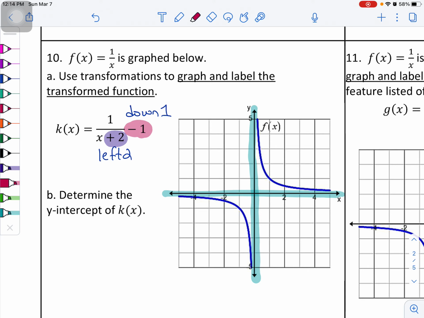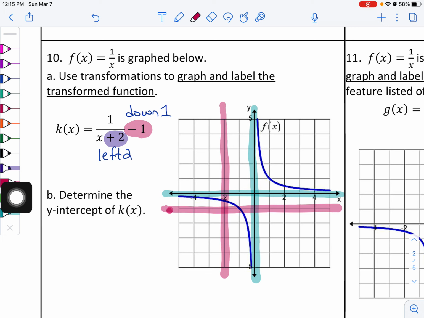There is a vertical asymptote here and a horizontal asymptote right here. Those are what I'm going to move, all right? And I'm going to change colors. I'll go with this bright pink color here. So this vertical asymptote, I'm going to shift left 2. So there's my new asymptote. And this horizontal asymptote, I'm going to shift down 1. So now my curve is going to sit in this lower left corner, and the curve is going to sit in this upper right corner.